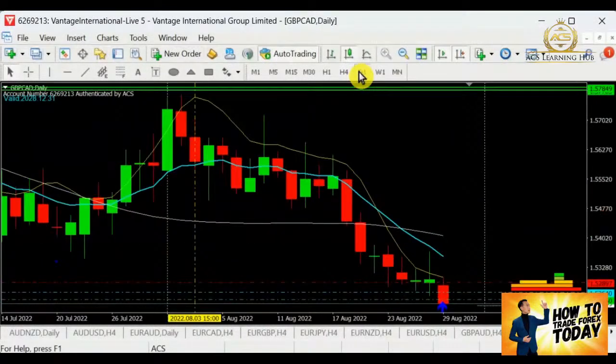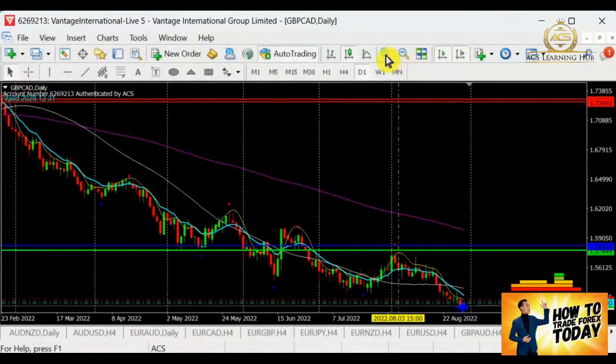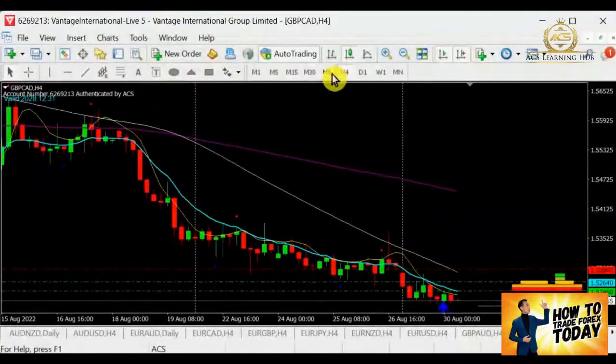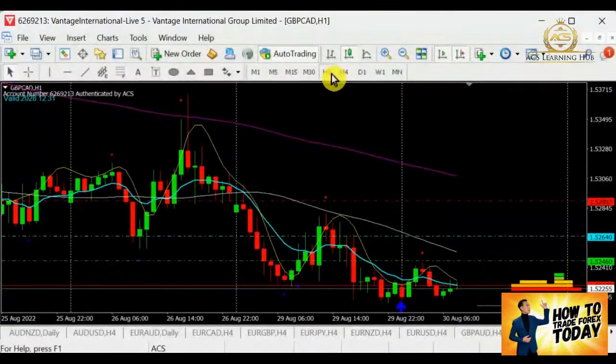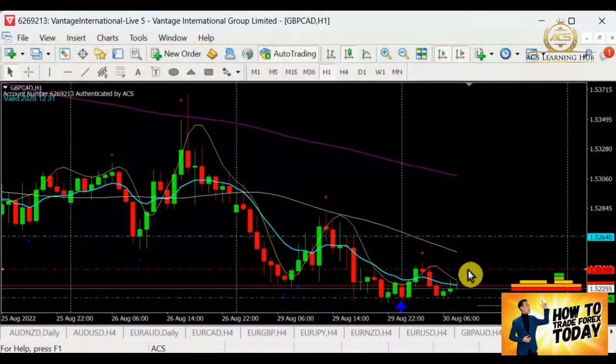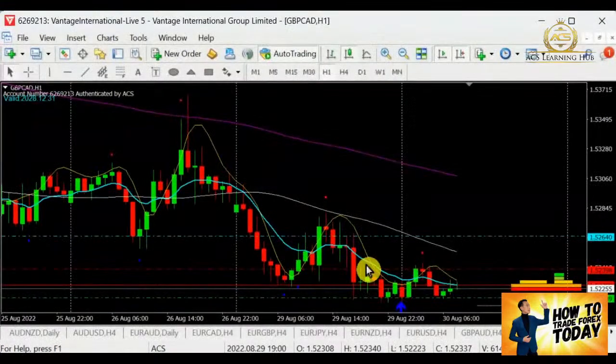How about Pound CAD? Pound CAD, we are still in the bear. Right now we are still on the verge of selling. Tentatively we have a support over here, very close, and we have a resistance up here. So tentatively we are in the middle of nowhere.